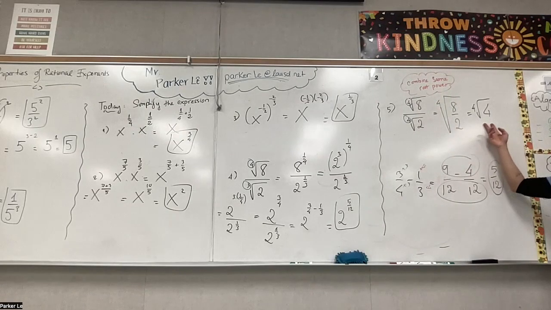Can we do anything with the 4th root of 4? 4 is 2 times 2. We don't have enough of the same number, right? So just leave it like that.